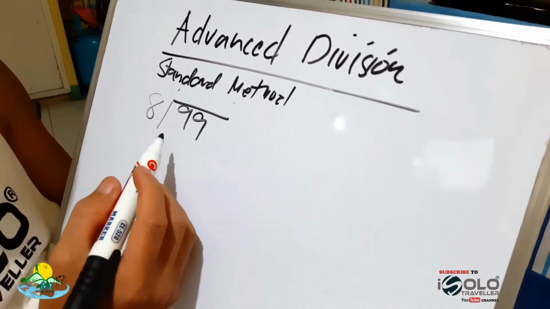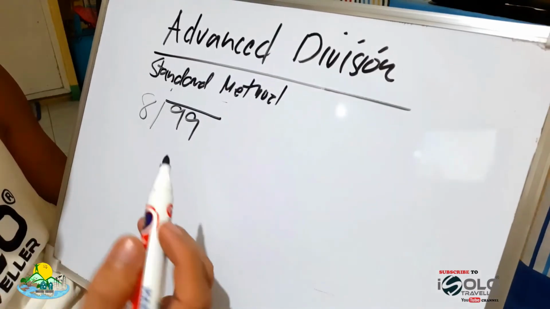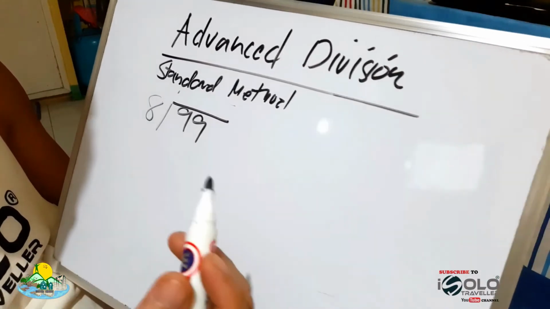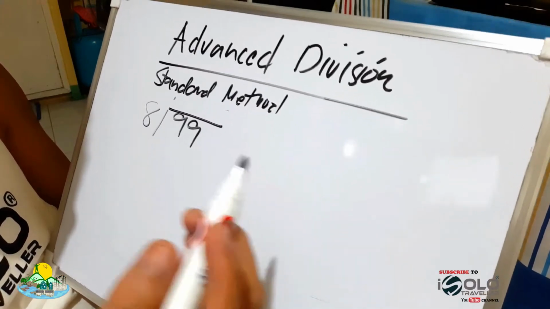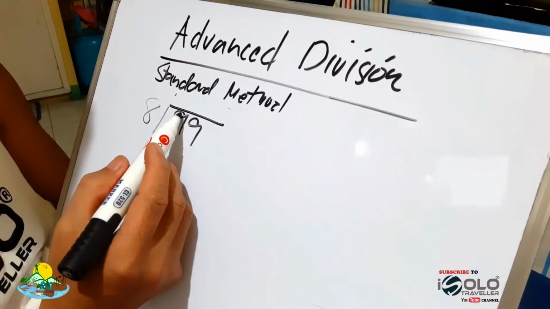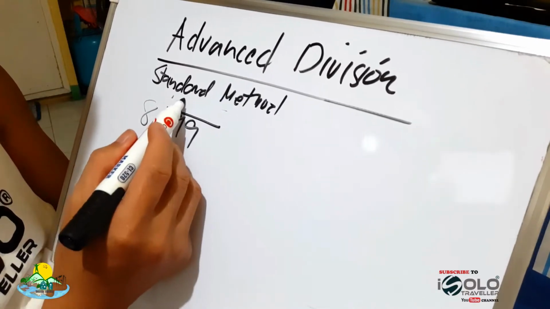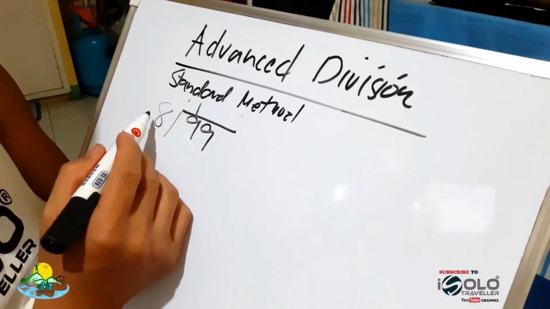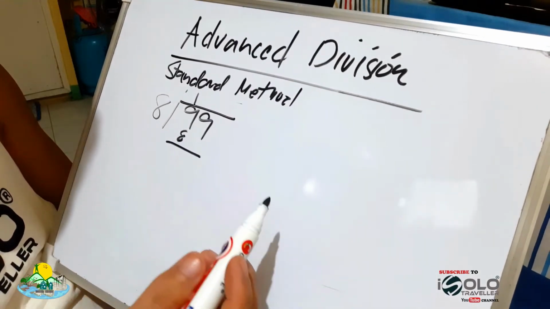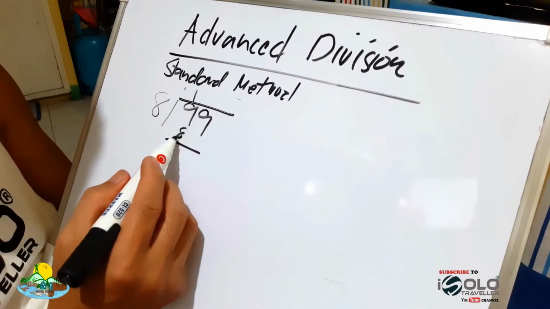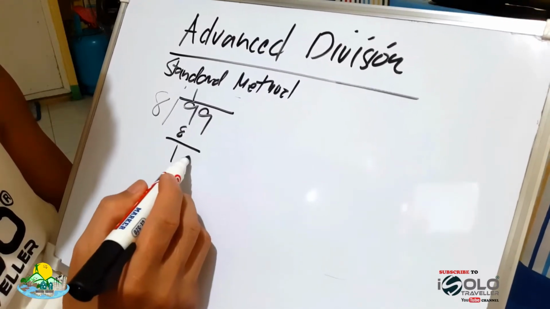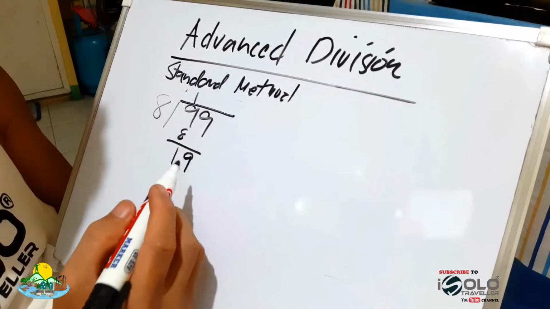Let me solve this for you, the standard one, the most difficult and confusing method of dividing numbers. So 9 divided by 8 is equal to 1. 1 times 8 is 8. 9 minus 8 is 1. Bring down 9.